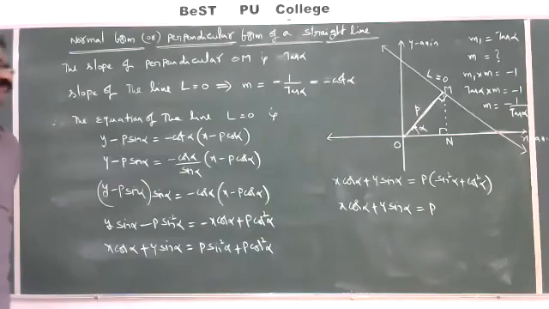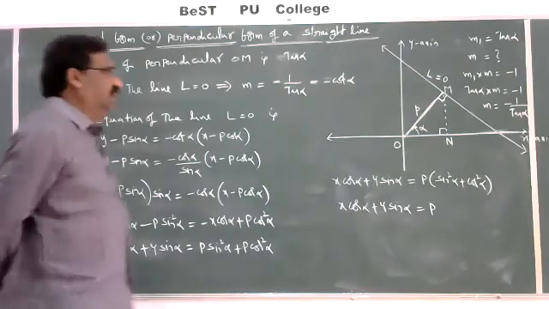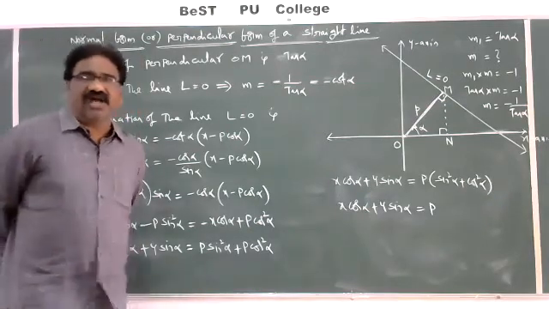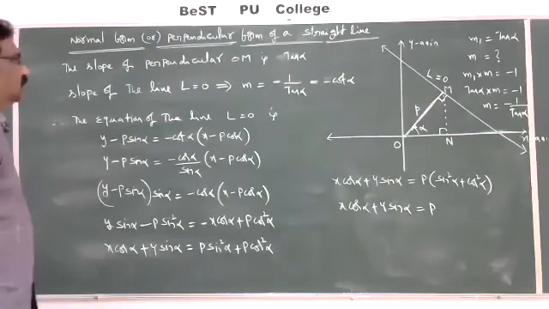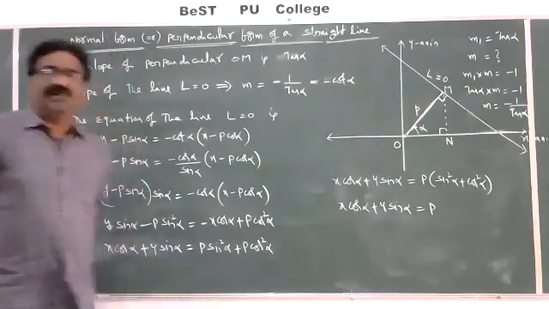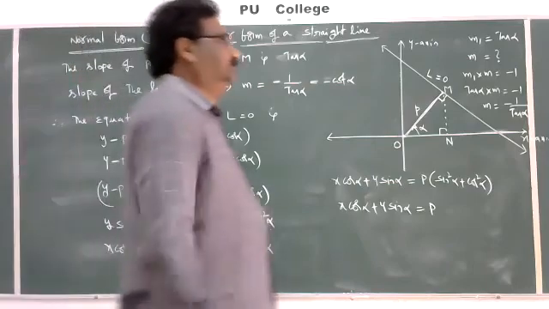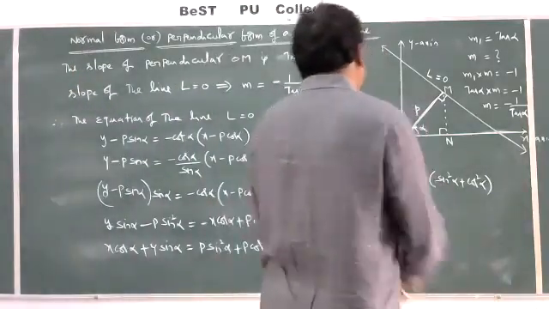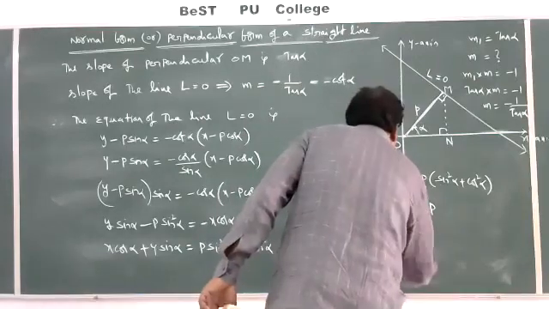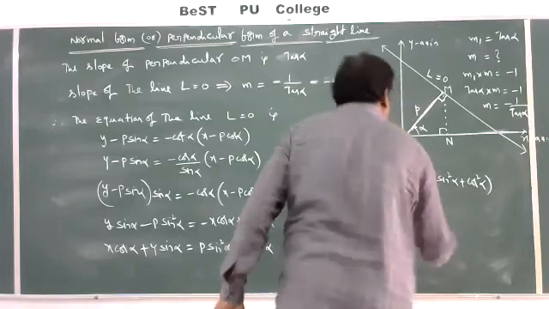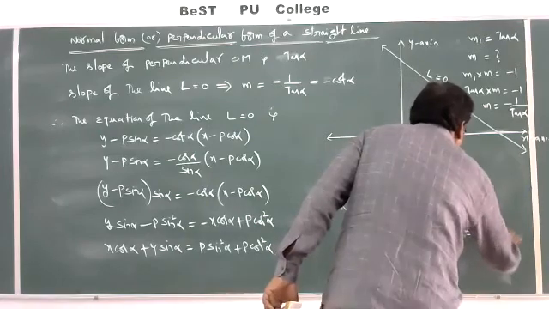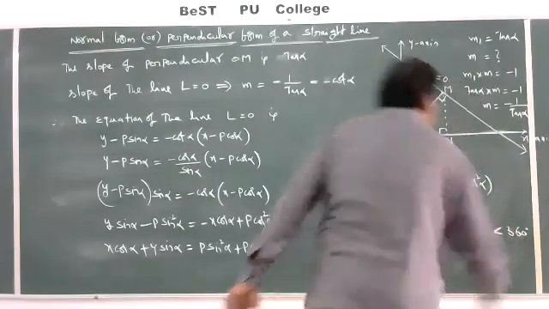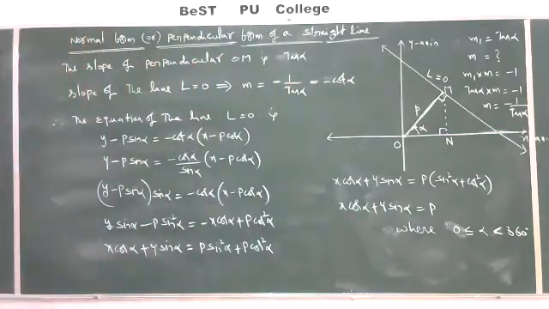X cos alpha plus y sin alpha is equal to p. This is called the normal form or perpendicular form of a straight line, where 0 is less than or equal to alpha is less than 360 degrees.